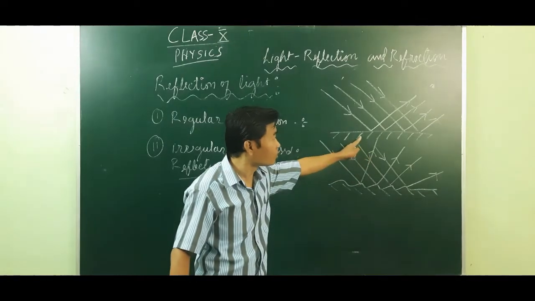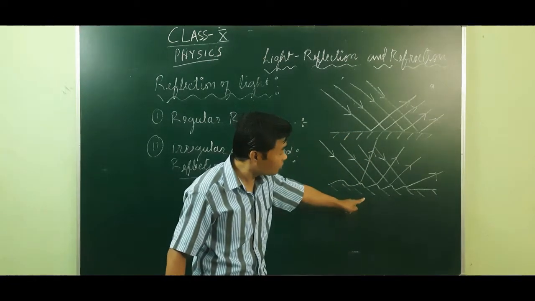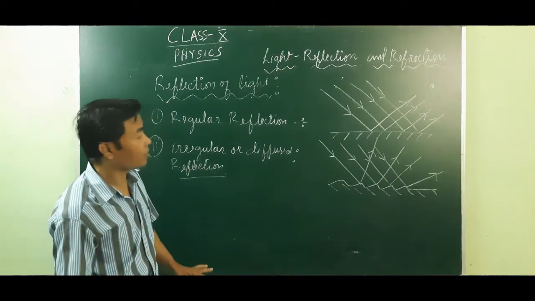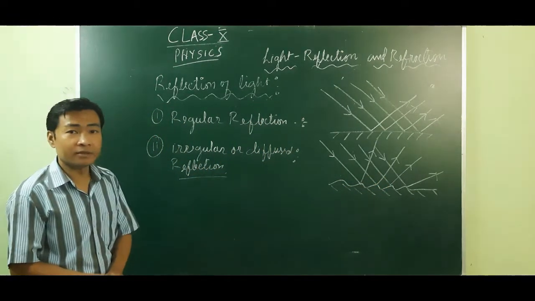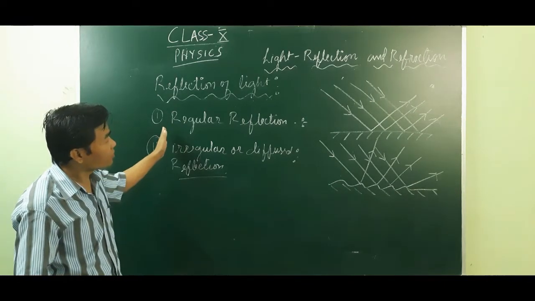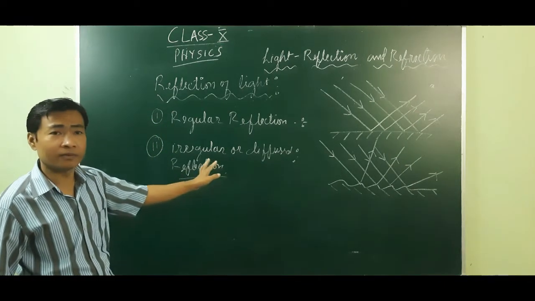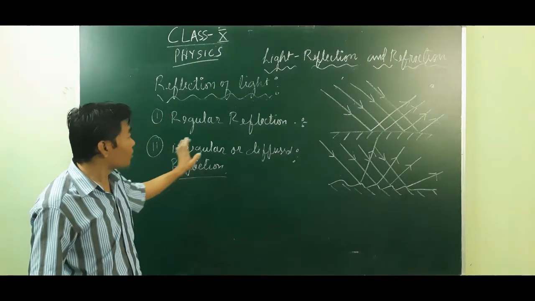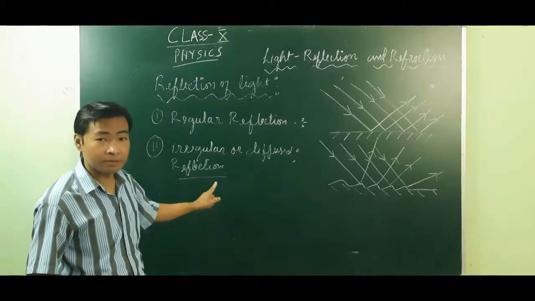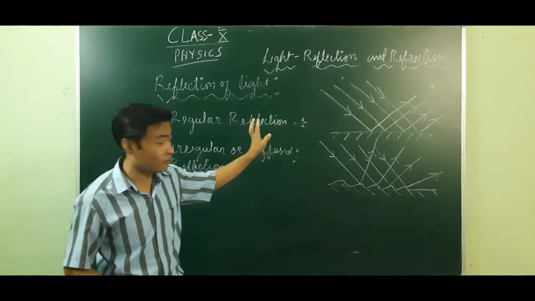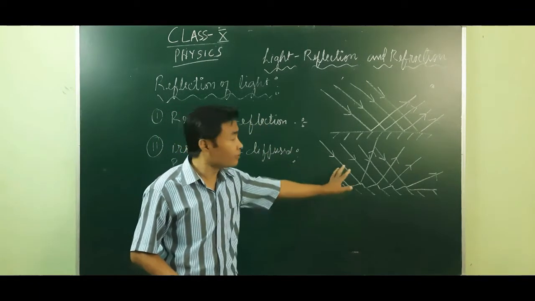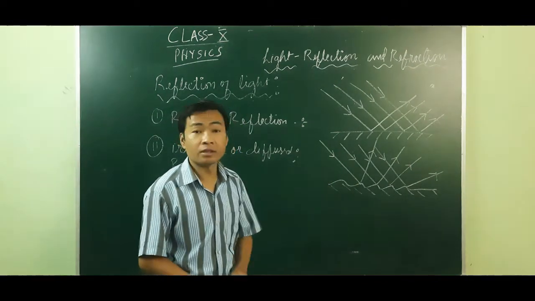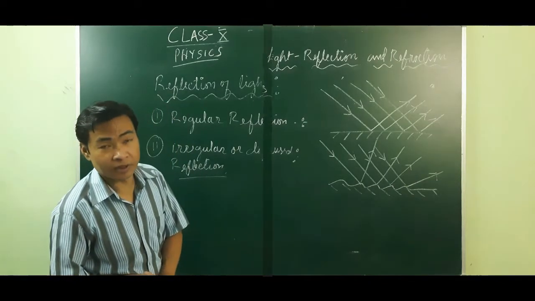Here it is very smooth, so it goes parallel. Here it is not smooth, so the reflected rays are no longer parallel. The simple definition is regular reflection: when a beam of parallel rays falls on a reflecting surface and after reflection it goes parallel. Irregular or diffuse reflection, very simple: when a beam of parallel rays falls on the reflecting surface, after reflection it gets diffused or scattered. It is known as irregular reflection.